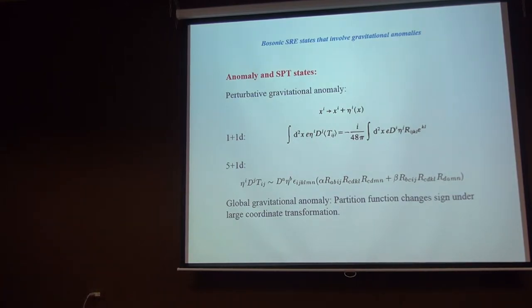So how do you relate these two ideas? I'm not familiar with the upper one, but how do you relate these two? Normally a global anomaly can be viewed as a perturbative anomaly reduced from a higher dimension. But here I'm not sure how to do that. I admit I don't know how to explicitly do that here, but usually that's the case.